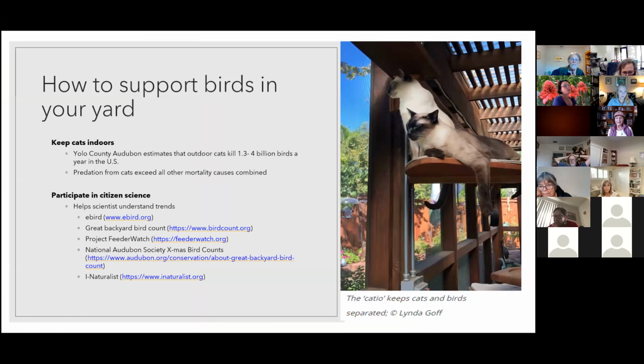Other ways to support birds in your yard: if you do have a cat, keeping your cat indoors will really help the local bird population. Our local Audubon in Yolo County estimates that outdoor cats kill 1.3 to 4 billion birds a year in the US. That predation from cats exceeds all other mortality causes combined. So they really can be pretty detrimental.